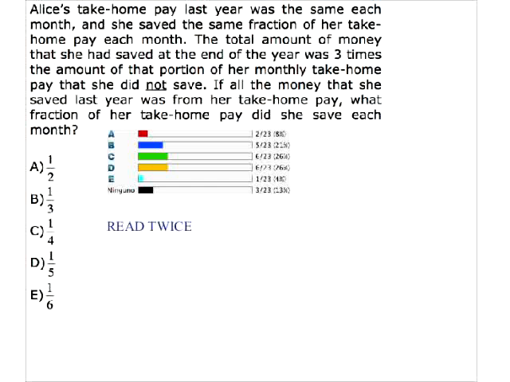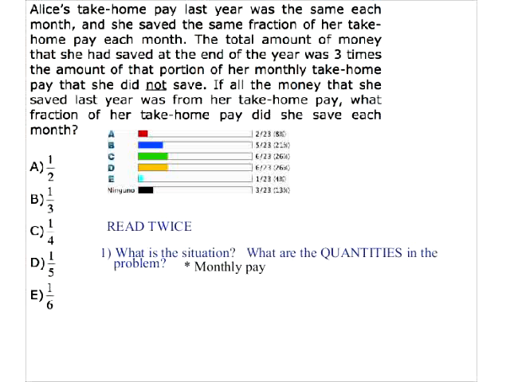First read, remember what you want to do is figure out what the situation is and what the quantities in the problem are. So, take-home pay was the same each month last year, and she saved the same fraction of that take-home pay every month. So we have a monthly take-home. We have a constant fraction saved. Notice, jumping a little bit ahead, that's that fraction, so we definitely want a variable for that. And then we have take-home pay each month.